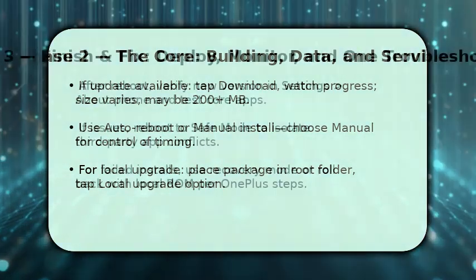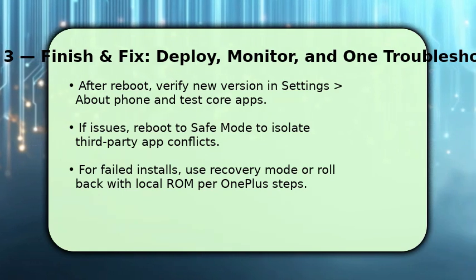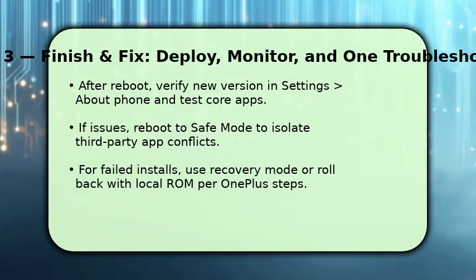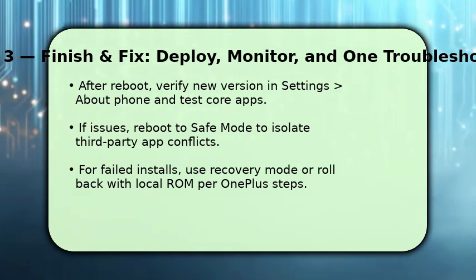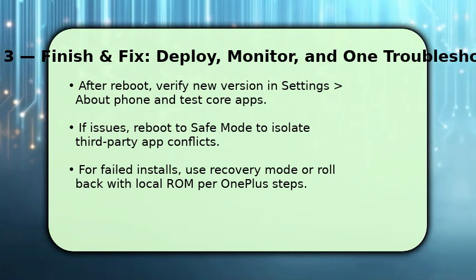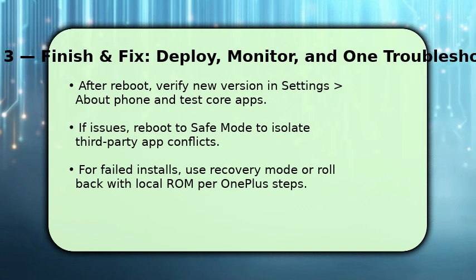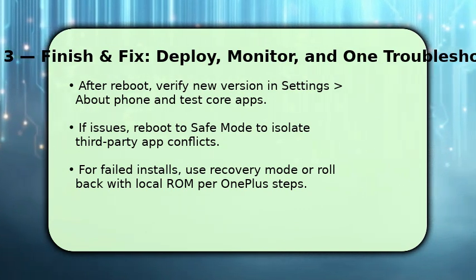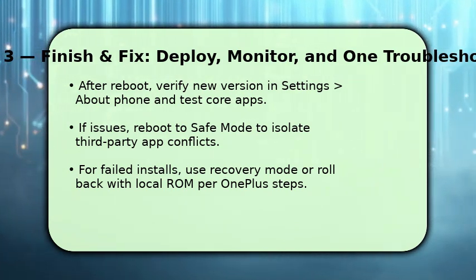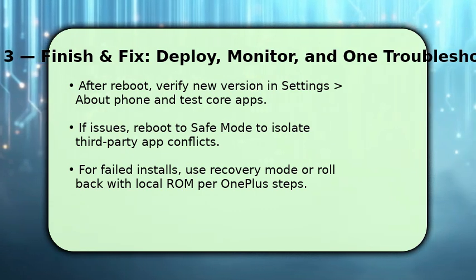You finish by confirming the update. Check Settings, About Phone to see the new build, and then open key apps to ensure functionality. If something behaves oddly, reboot into safe mode to determine whether a third-party app is the cause. This isolates problems without uninstalling apps immediately.